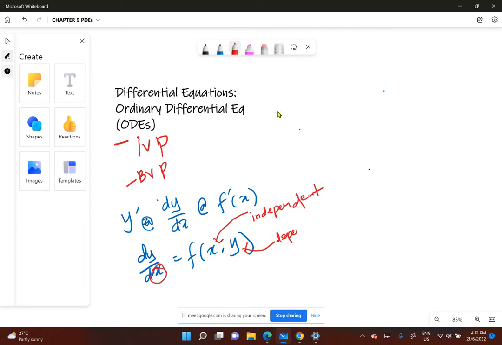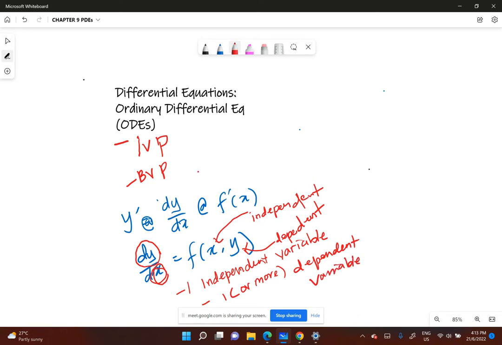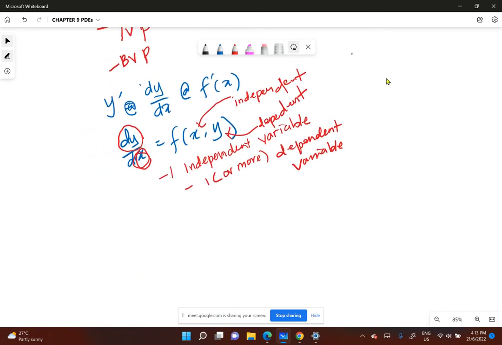Okay, we look at which variable is independent: you look at the one below, dx. So x is the independent variable. So y will change based on the change of x, right? So y here is the dependent variable. Okay, for ODE, that means we only have one independent variable, and we can have one, or it can be more than one dependent variable.